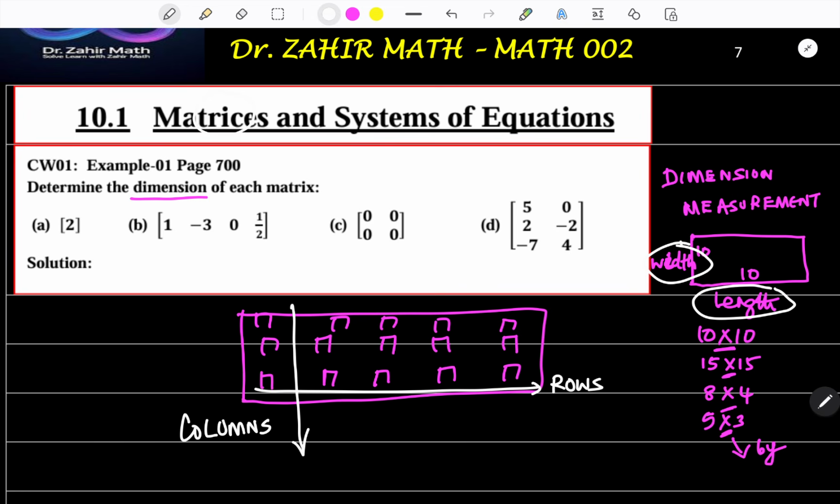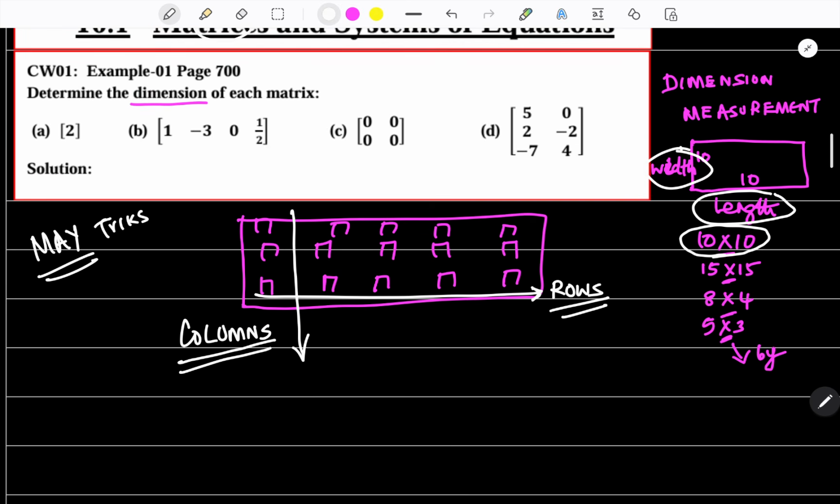Teacher, how should I read this one? You should read it as the month May, you know, April, May, June, right? And then matrix is singular and matrices is plural, okay? So this is the row and this is the column. Same like how you define the dimensions of your room, you are going to give the dimension of the matrices. Okay, so let us go to the first question.